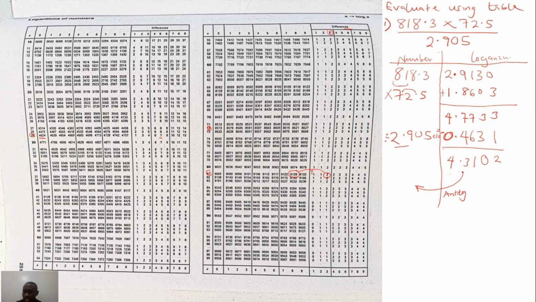For us to find the anti-logarithm, first of all, we are going to use the mantissa of the logarithm. We leave the characteristics alone for now. We are going to use the mantissa to search the value in the anti-logarithm table. So let's take note of the mantissa 3102. We'll now go to the anti-logarithm table.